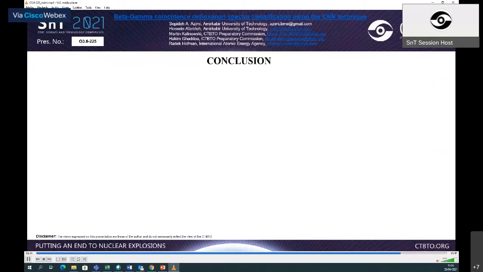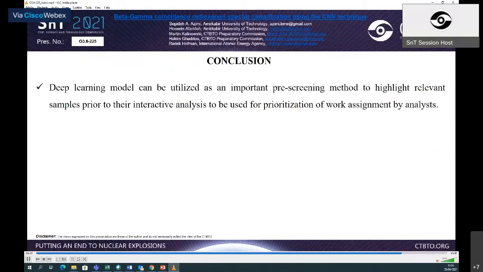We can conclude that the deep learning model can be utilized as an important pre-screening method to highlight relevant samples prior to their interactive analysis, to be used for prioritization of work assignment by analysts.